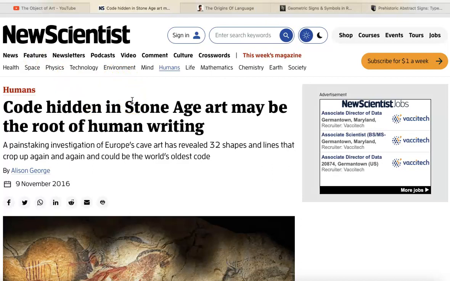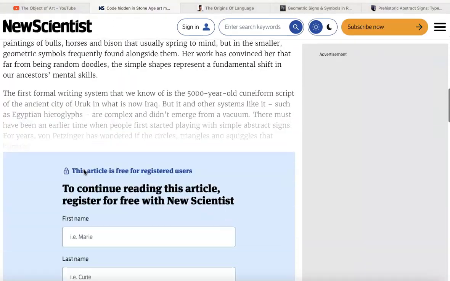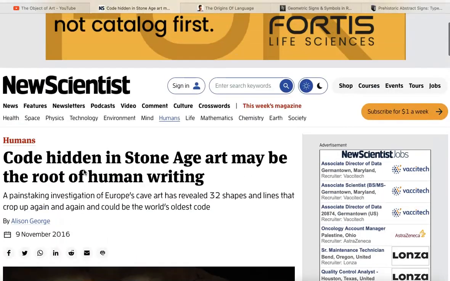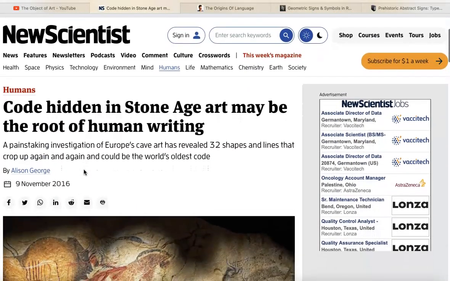This is an old article that I read a long time ago. But it's from 2016. And New Scientist, now they put their stuff behind a paywall. Look at this. Back in the day, they didn't. But anyway, this is interesting. I wanted you to know about this. Wanted to show you this. Code says here, a New Scientist. The category is humans. Oh my God.